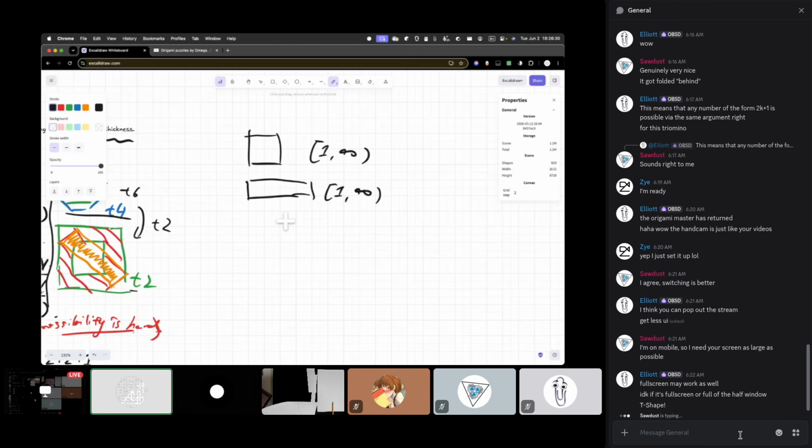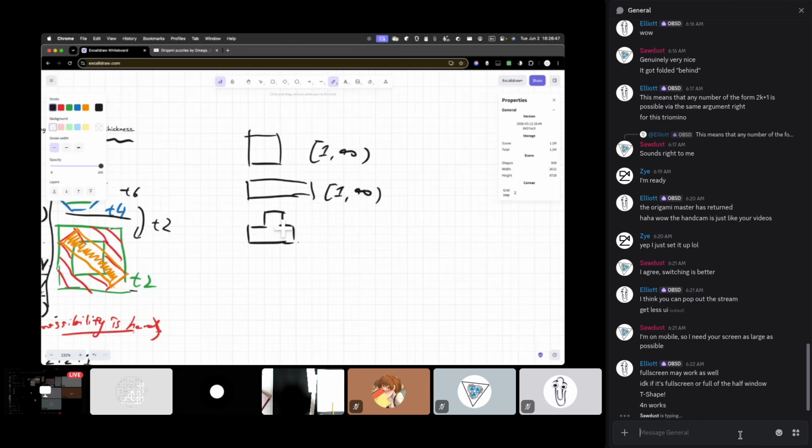Let's try the T shape. Okay, good. T shape. Anything immediate about it? We can make a 3-1 box, like a 3 + 1 box.